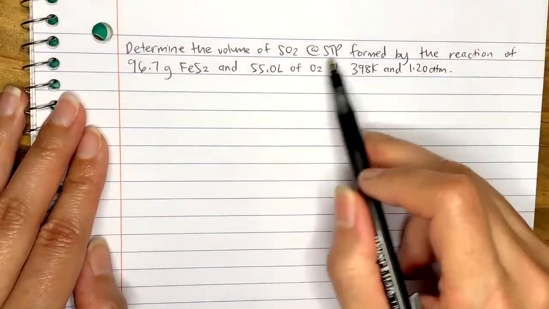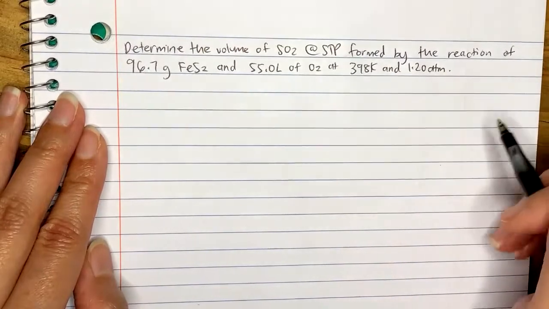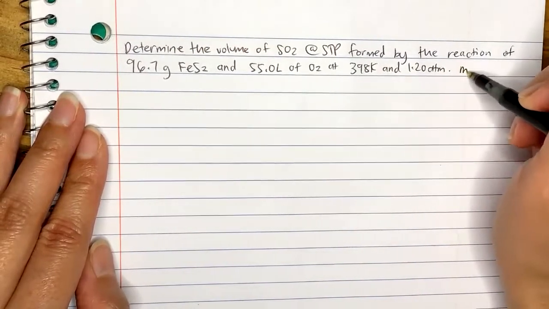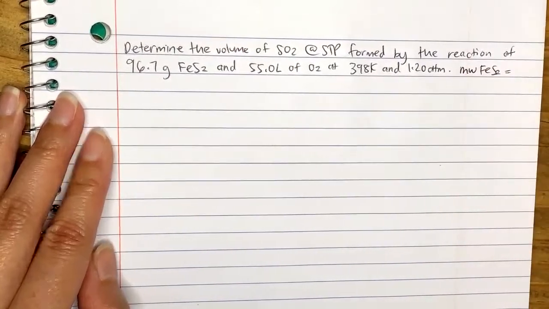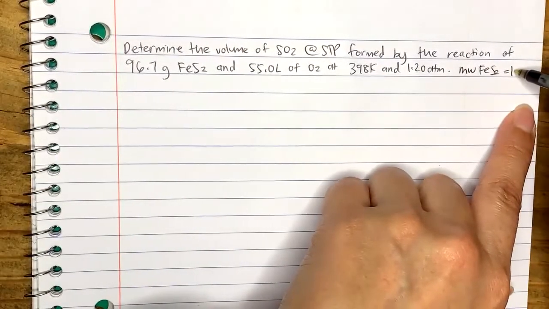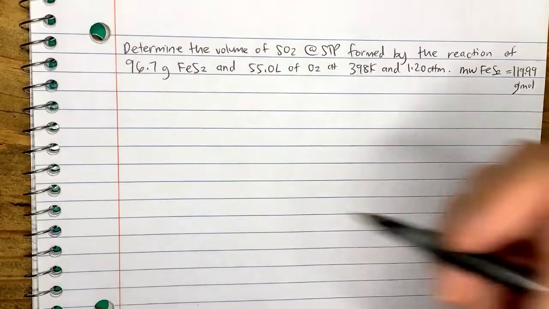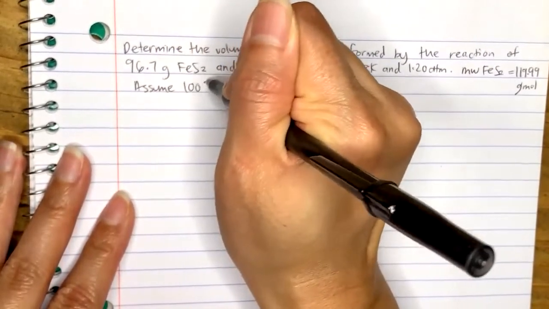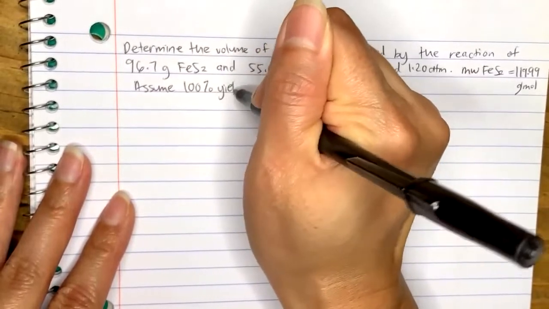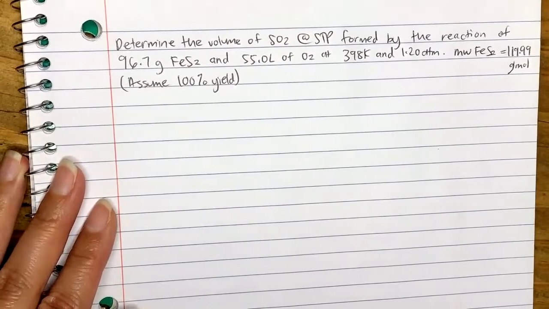Well, one of it is STP. This one here is not STP. Okay? And they say the molar mass of FeS2 is 119.99 grams per mole. That's a lot of nines. And it says assume 100% yield. Well, that's nice because if it wasn't 100% yield, my question just got even more complicated. So that's a good thing.